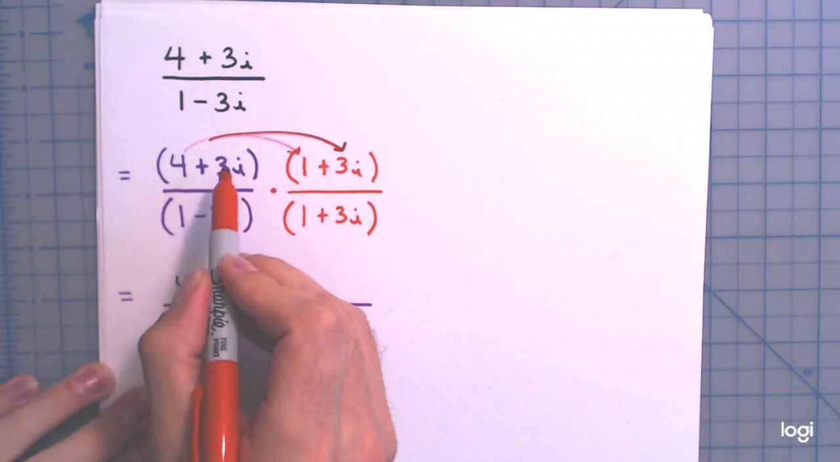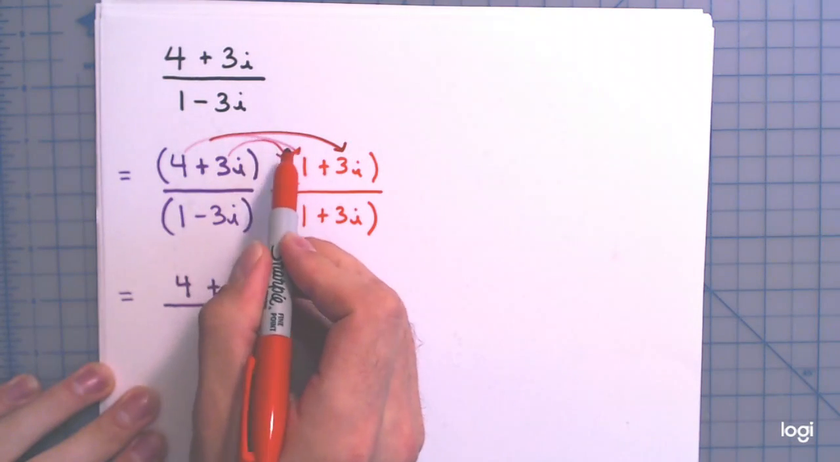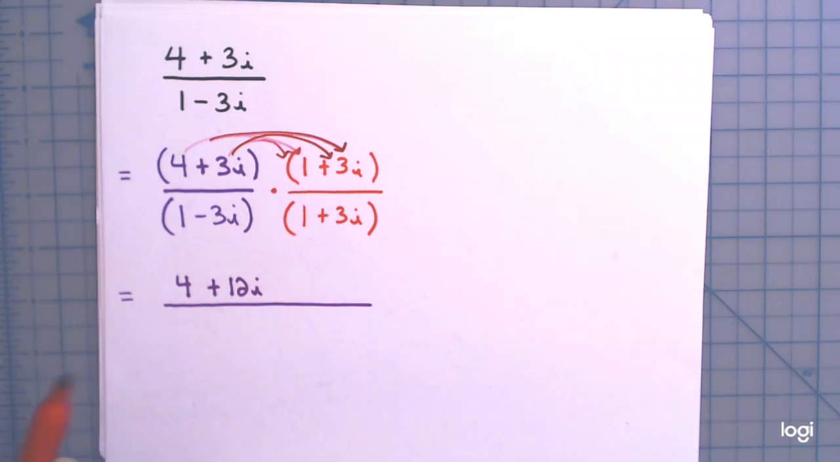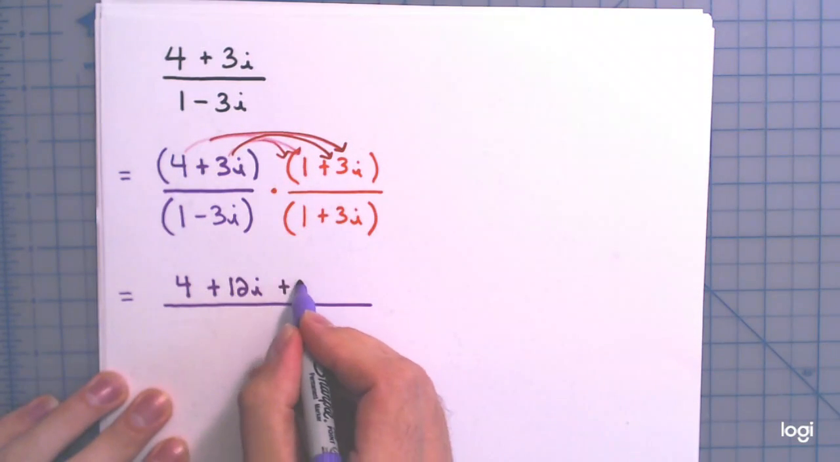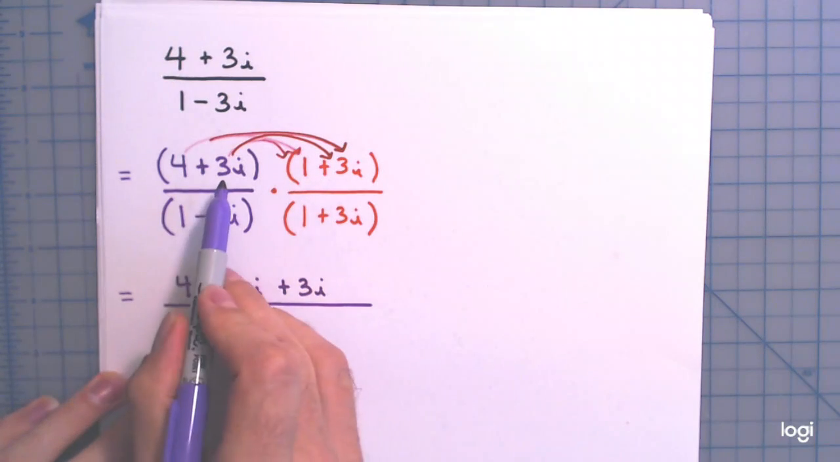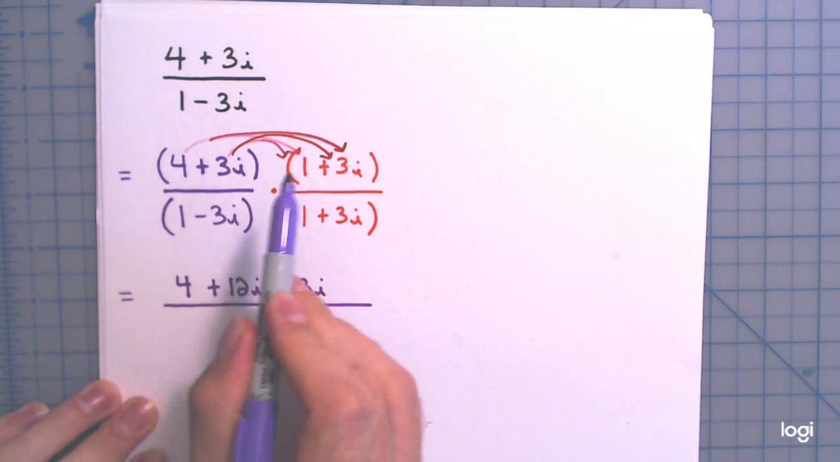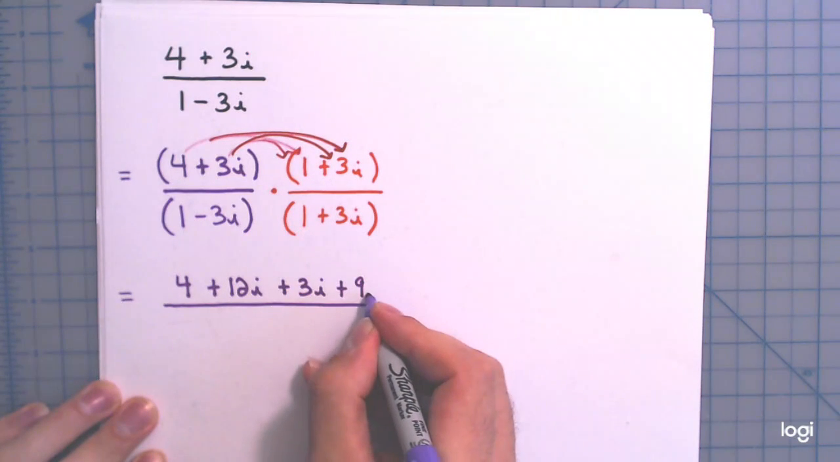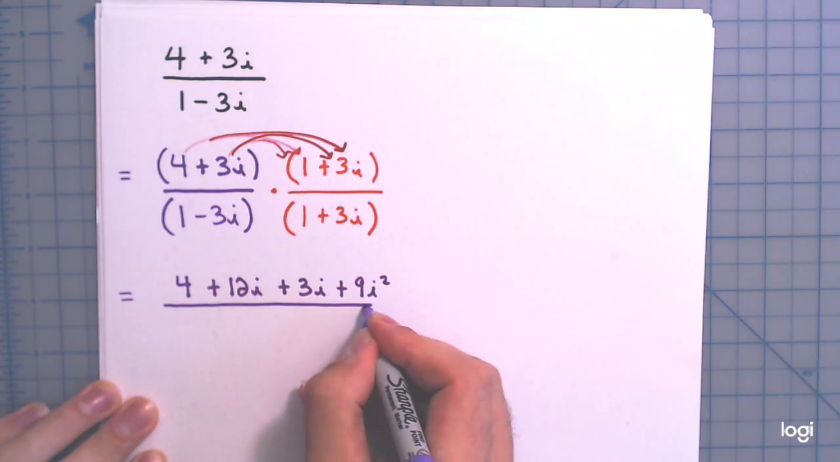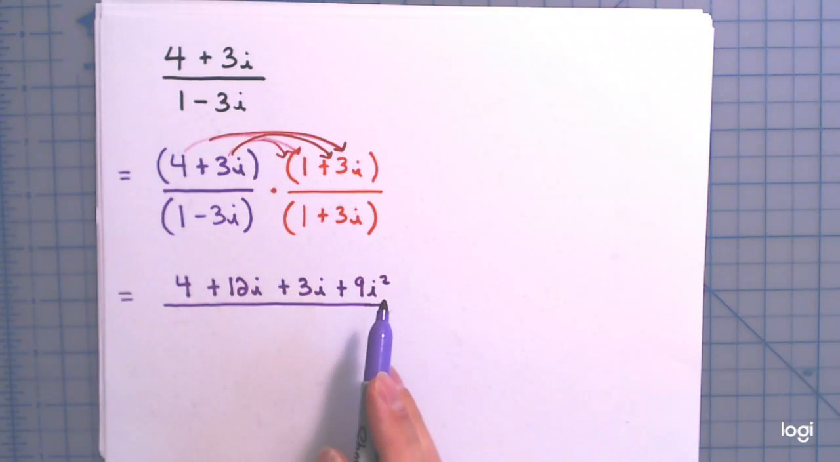Move over to the next term in here, the 3i, and distribute that. Alright, 3i times 1 would be positive 3i. And then the positive 3i times positive 3i would be positive 9 times i squared. We'll change that i squared into negative 1 in a minute.